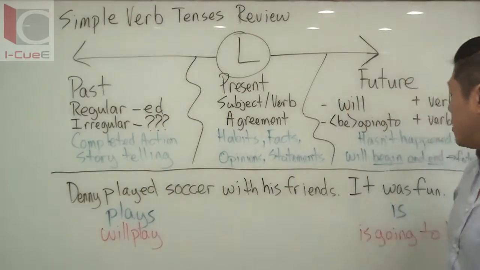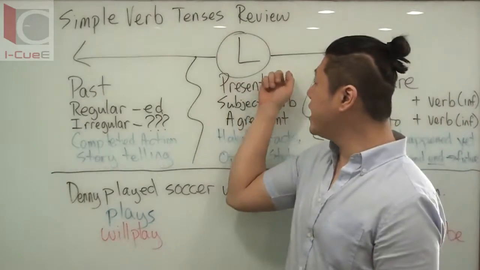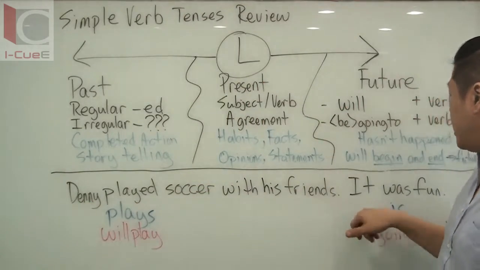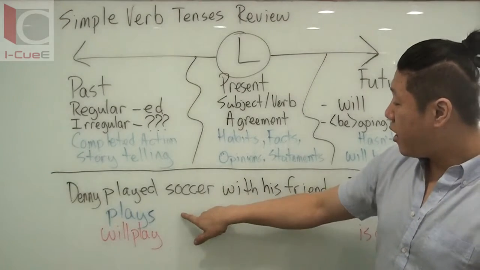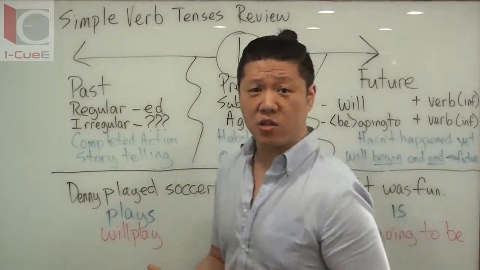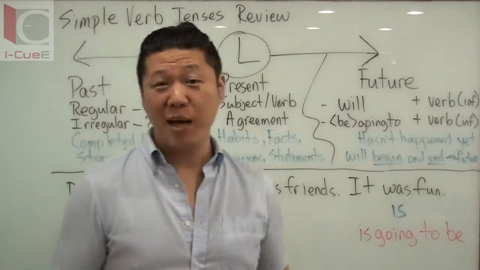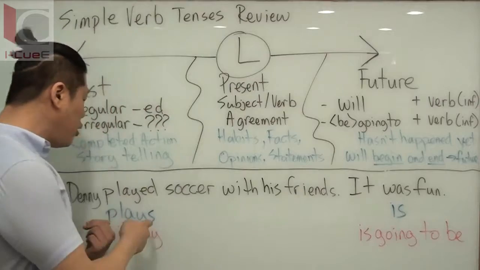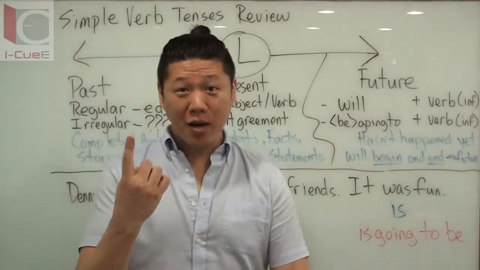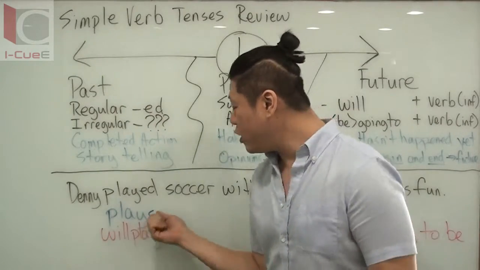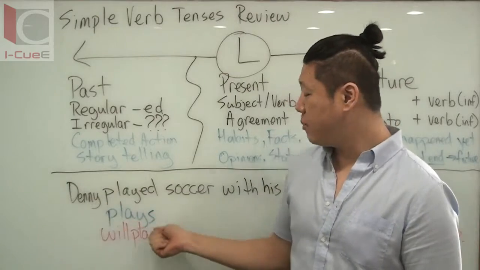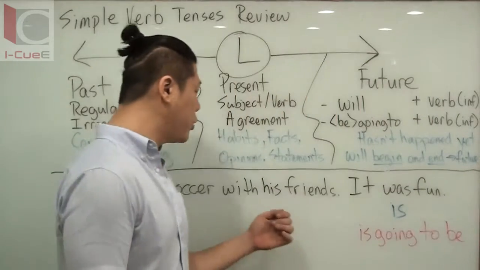Denny played soccer with his friends. It was fun. How do we use that in the present tense? Denny plays soccer with his friends. It is fun. What am I talking about here? Denny plays soccer with his friends. This is a habit. This is something that I do often. Well, I play baseball often. But if you want to use this, Denny is a singular noun. It's one person. It's just me. So when I use my verb, subject-verb agreement, I need to have an S. So Denny plays soccer with his friends.